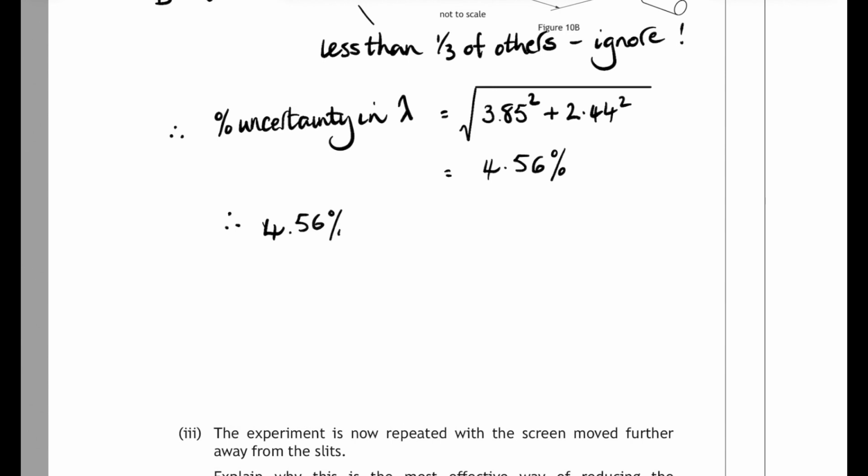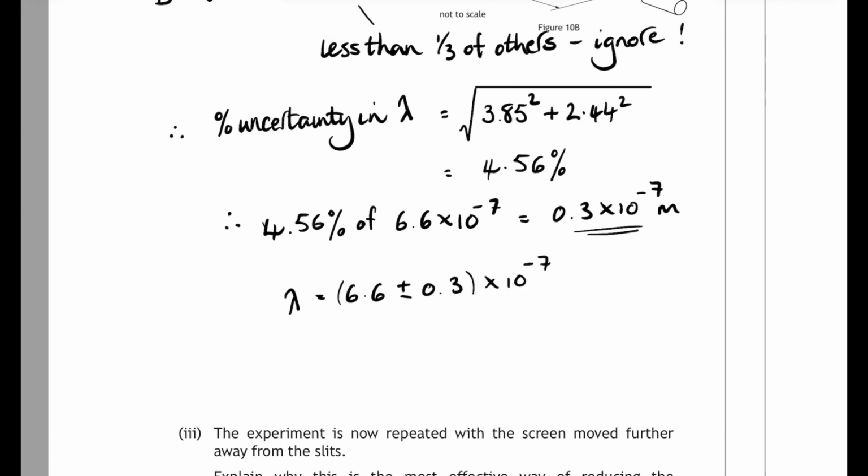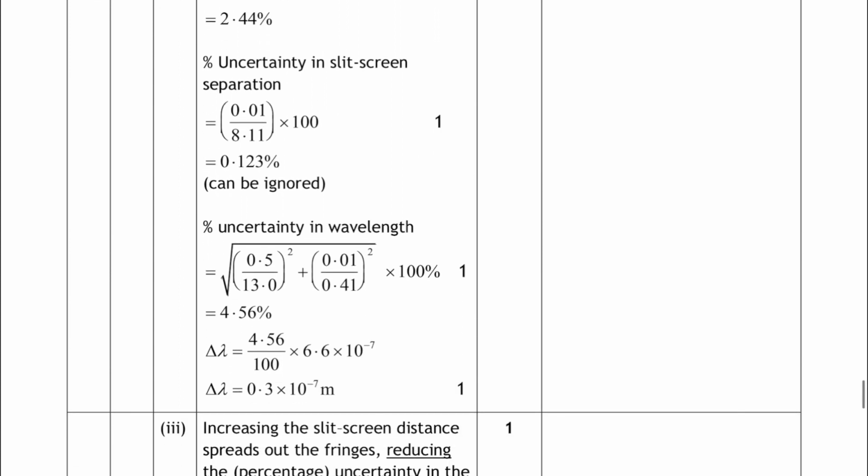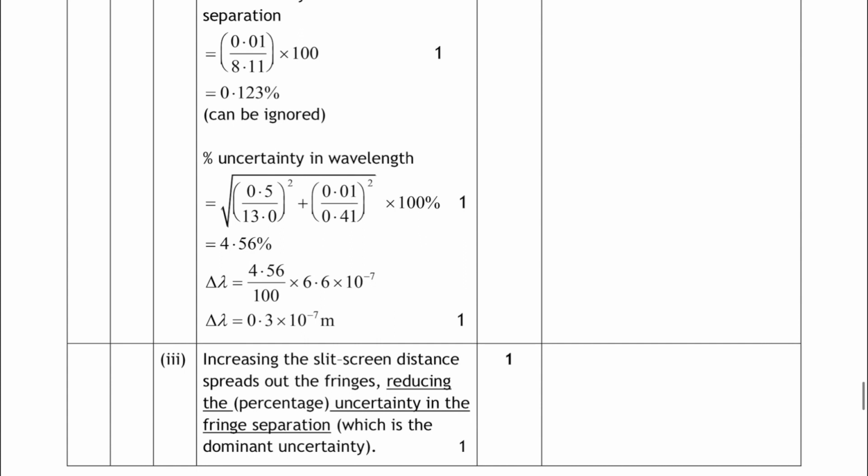So our overall percentage uncertainty in the wavelength was 4.56%, and 4.56% of the wavelength, which was 6.6 times 10 to the minus 7 meters, is 0.3 times 10 to the minus 7 meters. So we could write that wavelength like this: 6.6 plus or minus 0.3 times 10 to the minus 7 meters. Here's the SQA marking instructions. They've worked them out as percentages: 3.85, 2.44, and the 0.123, which can be ignored. Those two uncertainties can then be combined as shown there, and we get the 4.56%. Gives us our final answer of the uncertainty in the wavelength of 0.3 times 10 to the minus 7 meters.